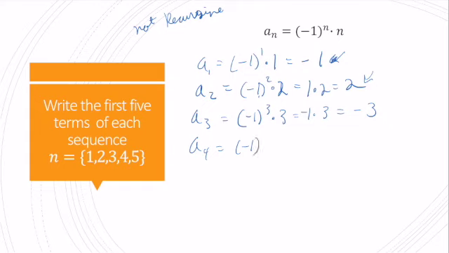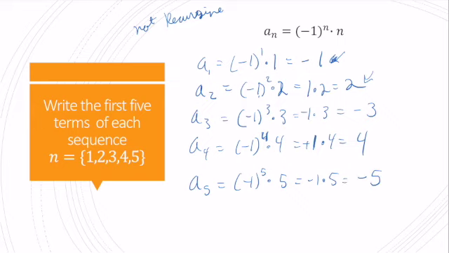If I have negative 1 to the 4th times 4, that gives me a positive 1, right? Because we're multiplying by negative 1 an even number of times. Times 4 gives me 4. And a sub 5 gives me negative 1 to the 5th times 5, which is negative 1 times 5, which is negative 5. So here are the first 5 terms of this sequence.